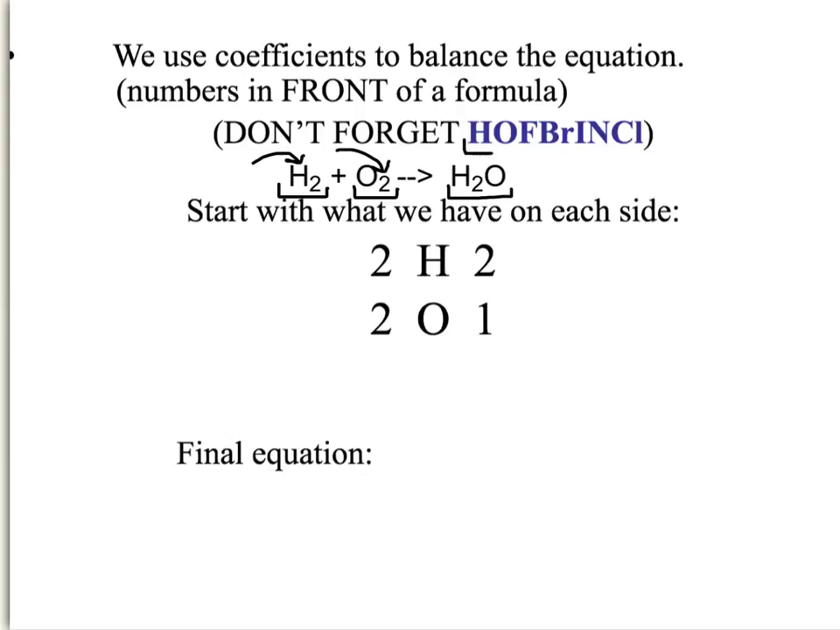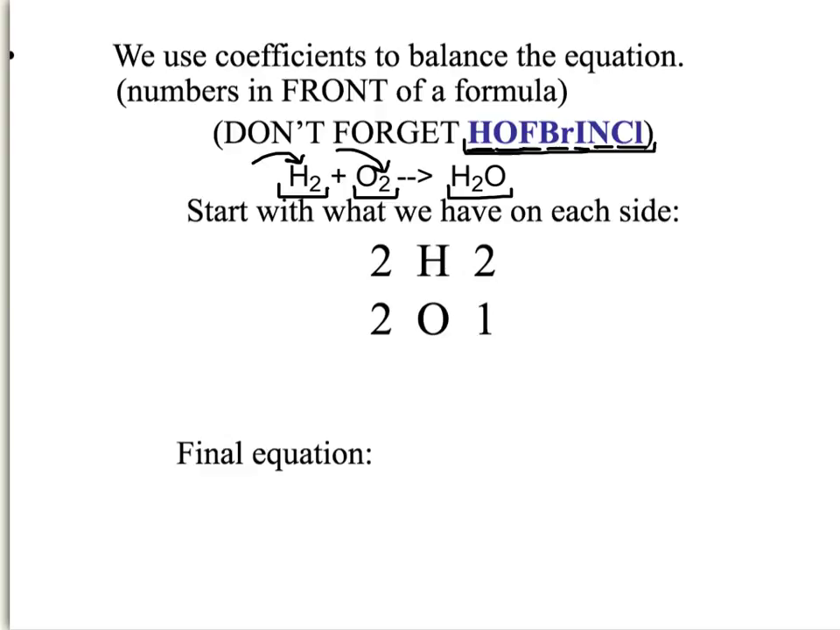And last chapter I talked about one way that you can remember that is by using Hofbrinkel. Hofbrinkel tells us all of the diatomic molecules that we find in nature. So whenever we have hydrogen by itself going into a reaction, we need to write it as a diatomic H2. And the same with oxygen, fluorine, bromine, iodine, nitrogen, and chlorine.